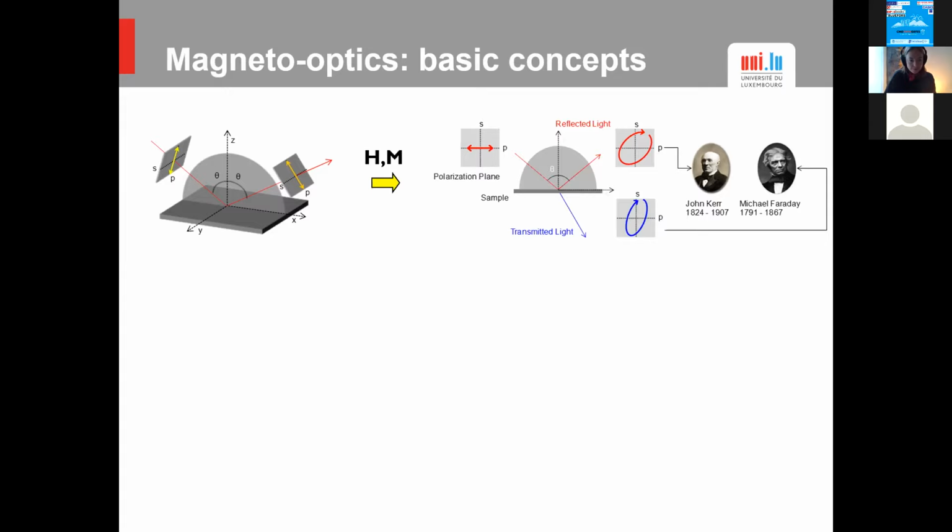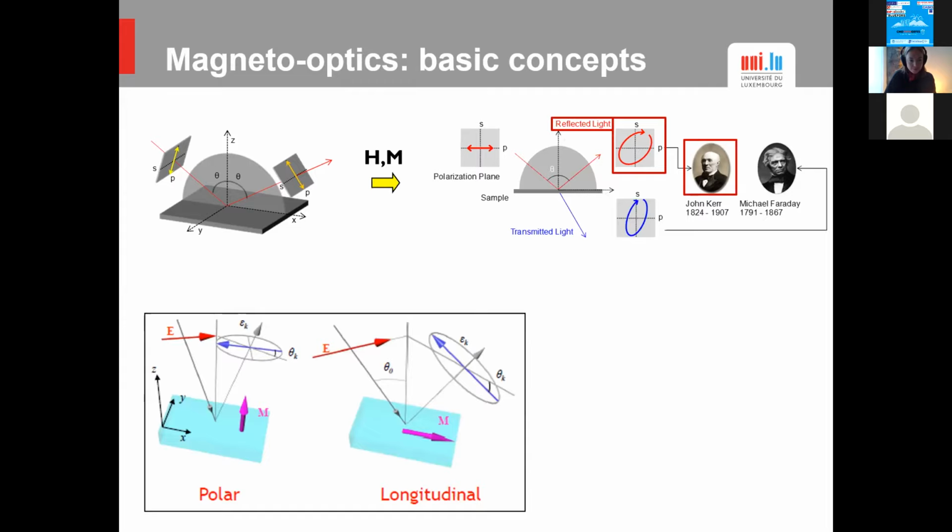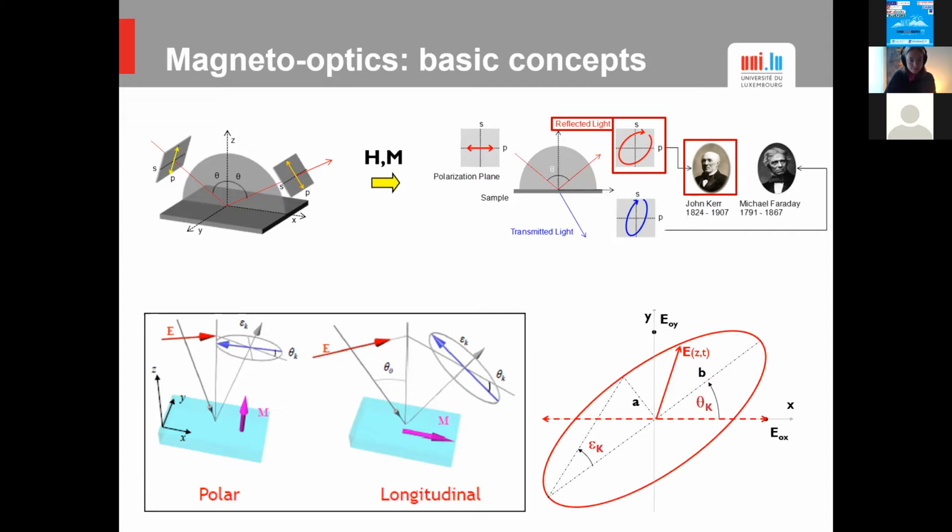And today I would like to focus more on the reflected case discovered by John Kerr. The transmitted case was discovered by Faraday. And on two main configurations that we usually explore in our lab: one is the polar Kerr effect, the other is the longitudinal. In both cases, you have a variation of your outcoming polarization. So again, the polarization of the outcoming light is rotated and also is no more linear, but is elliptical. So you can define two quantities, the so-called Kerr rotation angle and the Kerr ellipticity angle.